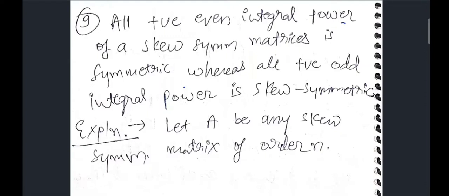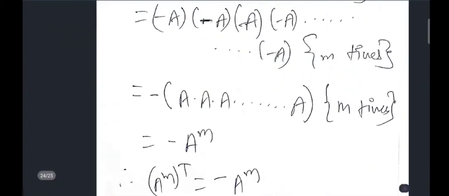It is of order n, so it will clearly be n cross n. Then the order is n, and you want to say that for even order the condition is... we are taking powers, basically. So suppose the power is equal to k. Okay, let us see over here.